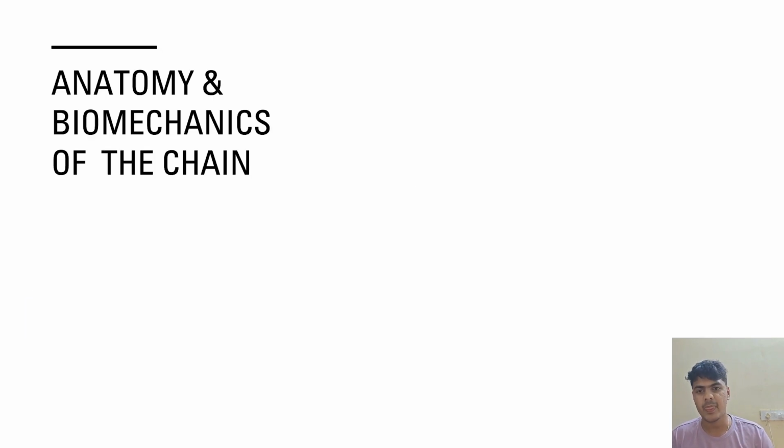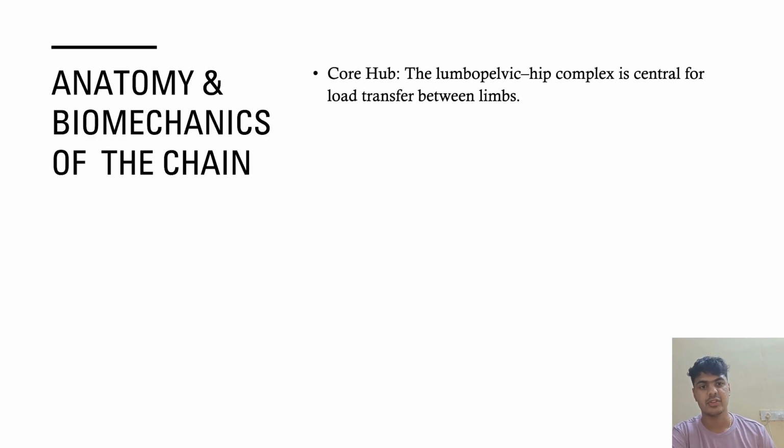So, anatomy and biomechanics of the chain. The core hub, the lumbopelvic hip complex, is central for load transfer between limbs. What we call the core or abs, the lumbar region, the ab muscles, the pelvis bone, and the hip muscles together become the lumbopelvic hip complex, which acts like a transmission. It takes the load from the lower limb and brings it to the upper limb, or vice versa, from the upper limb to the lower limb. So this core part is basically where the major transition happens.